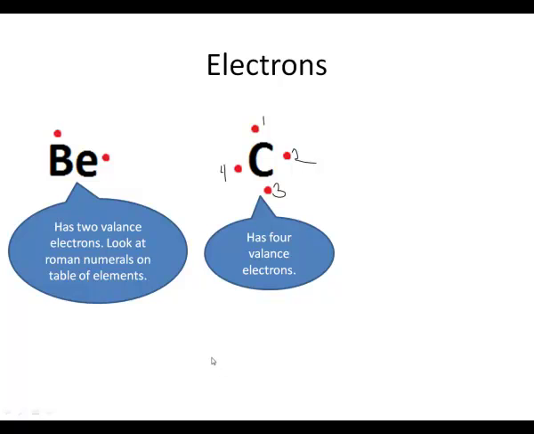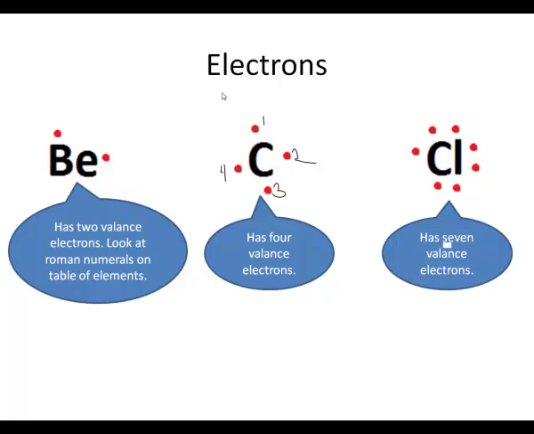Next example is chlorine. Chlorine's got 7 valence electrons. If you find chlorine on the table of elements, you'll see that above it, it's got a Roman numeral 7, and that's just letting you know how many valence electrons are there. So again, the pattern that we used here was top, right, bottom, left, then top, right, and bottom. So that took care of our 7 electrons.